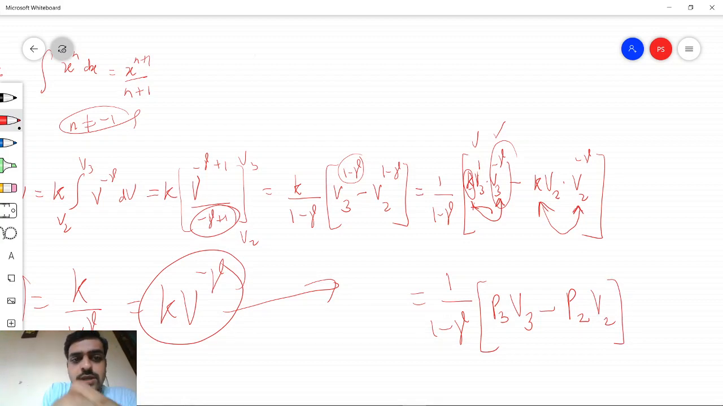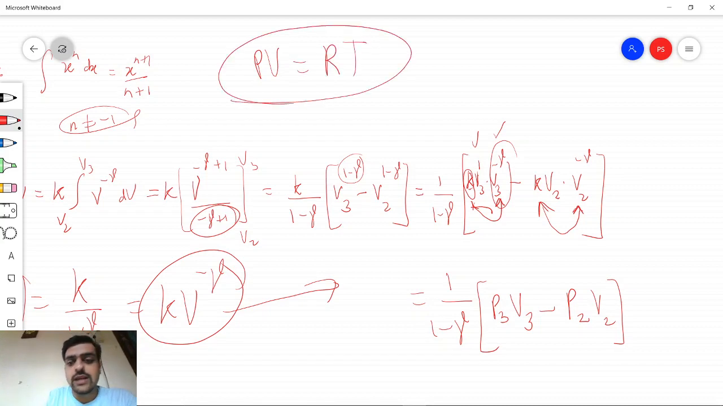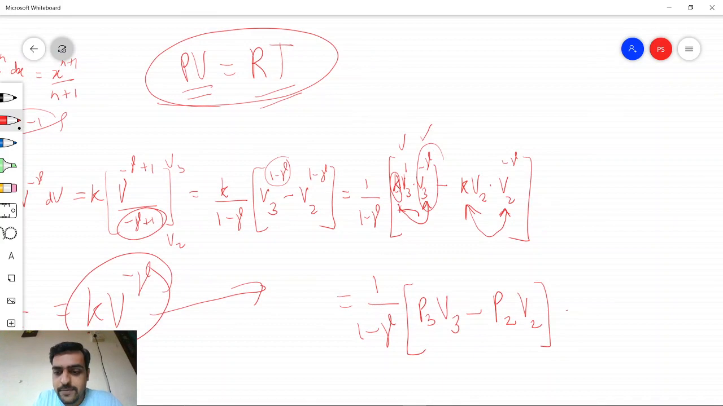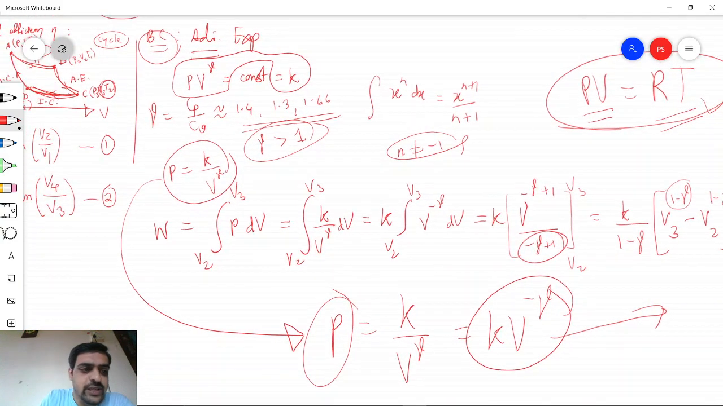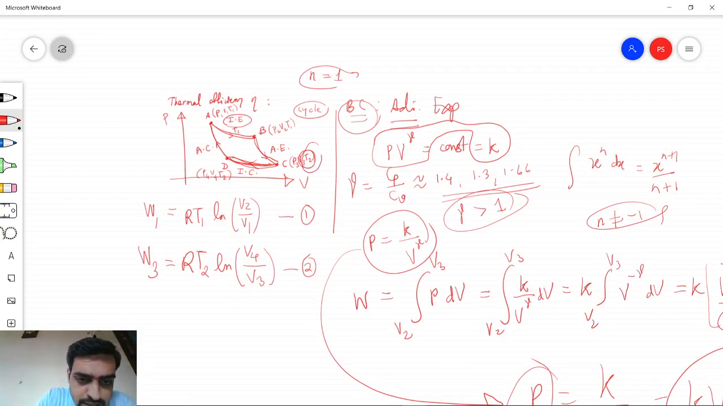Now further note that by ideal gas law, for 1 mole of a gas, PV is RT. So P into V is just R into T. So here we should write it as 1 upon 1 minus gamma. P3 into V3 should be the corresponding temperature multiplied by R as mentioned here. So for this P3 V3, the corresponding temperature is T2, and for P2 V2, the corresponding temperature is T1.